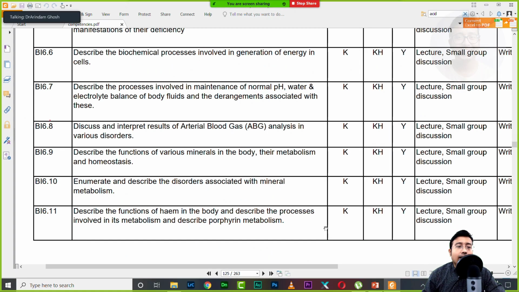We are studying this because it is an MCI competency, 6.8, which says: discuss and interpret results of arterial blood gas analysis in various disorders. So we need to learn everything about ABGs. How ABGs are done is the topic of discussion today. How to interpret ABGs, we have already done in the previous class, and we will do it today, and also in much more detail in the next class. We will be dissecting further points that we need to know. So, all about ABGs we need to know.